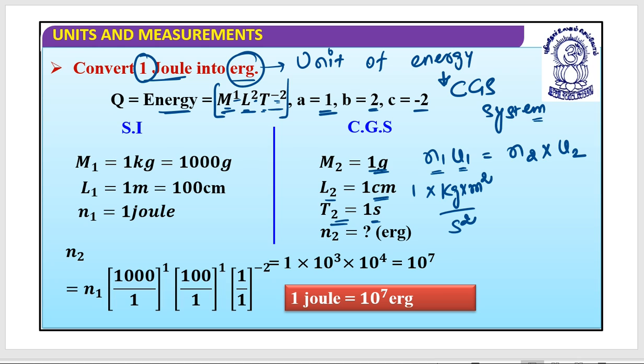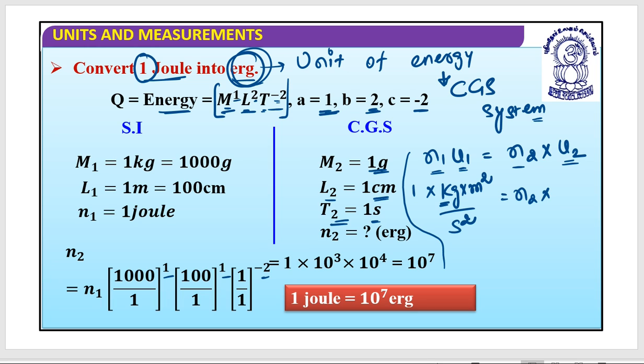And then you can put up the formula a1 b2 c to the power minus 2, as I have mentioned here. Even you can use this system. Whatever suits your style, you can use it. N2 you require. Next, U2. It's in the second system. Which one? It's erg. Erg is a unit of CGS. Look at this very carefully.